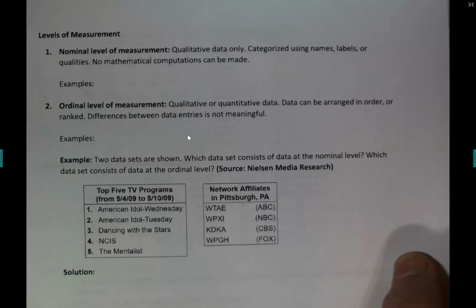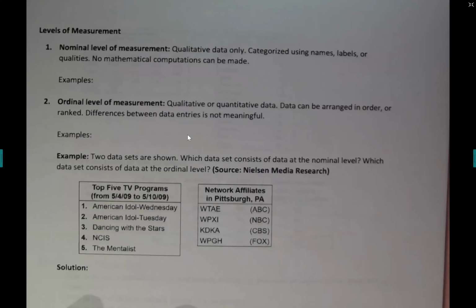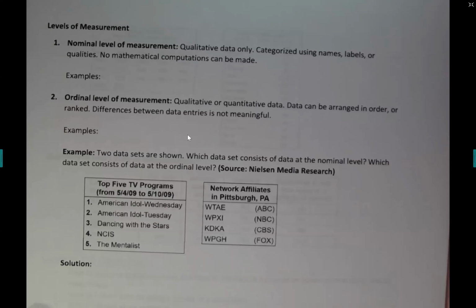Levels of measurement. Data falls under four categories, whether it is quantitative or qualitative. So there are four levels of strength of the data, and I'm going to show you what the four levels are and give you an example under each level. We're going to begin with the first level of measurement. It's called the nominal level of measurement.